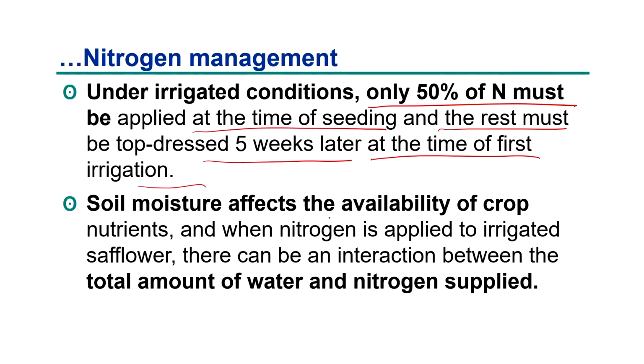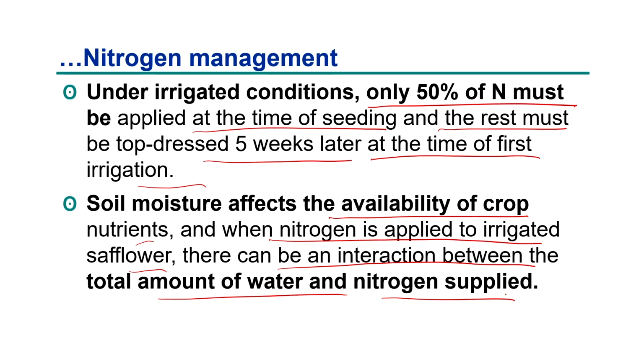Soil moisture affects the availability of crop nutrients, and when nitrogen is applied to irrigated safflower, there can be an interaction between the total amount of water and nitrogen supplied. As we know, safflower can be grown under 2 conditions. One is rain-fed, the other is irrigated. In rain-fed conditions, it needs less nutrient because there is no sufficient water.